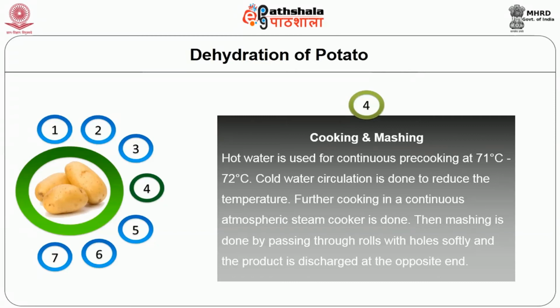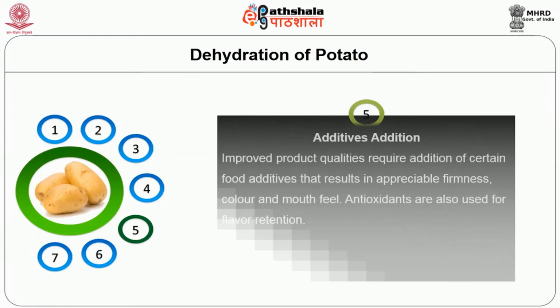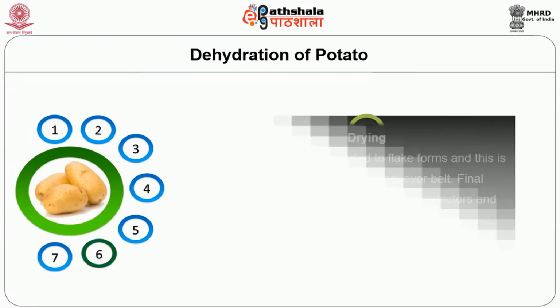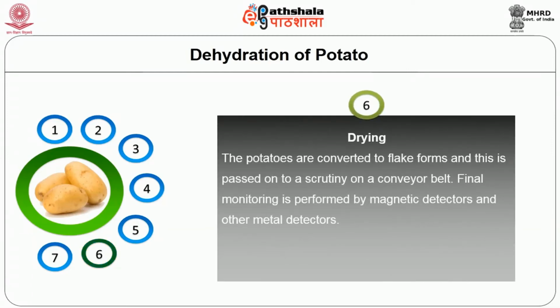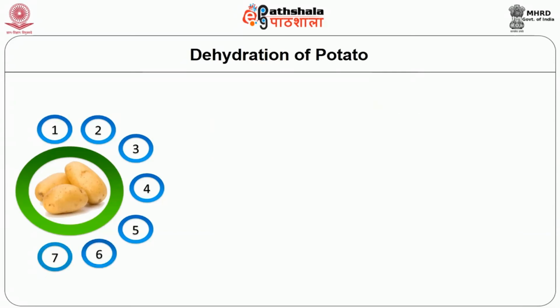the opposite end. In additives addition, improved product qualities require addition of certain food additives that result in appreciable firmness, color and mouthfeel. Antioxidants are also used for flavor retention. This is followed by drying, where the potatoes are converted to flake forms, and this is passed onto a scrutiny on a conveyor belt. Final monitoring is performed on magnetic detectors and other metal detectors.